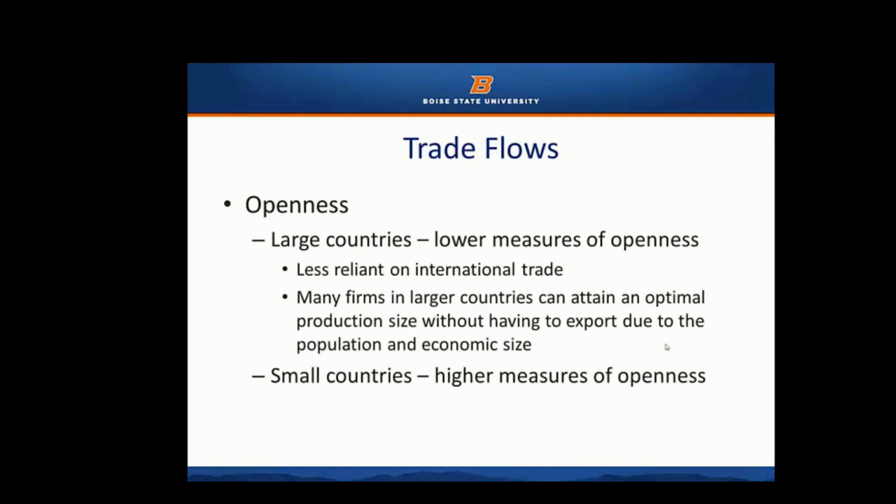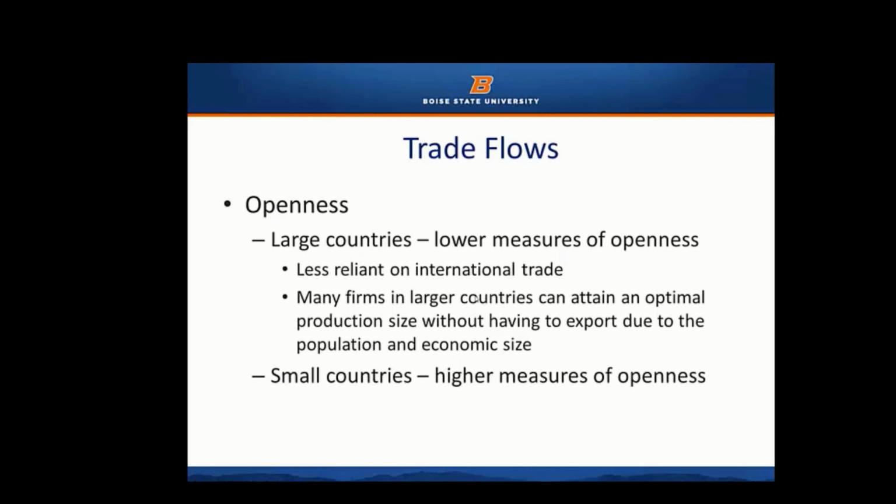What we see is larger countries usually have a lower measure of openness, so the trade to GDP ratio is lower for large countries than it is for small countries. Think about us in the United States. Where do we get most of our bread? It's made locally. If we go out to a restaurant, it's local. If we get milk, it's local.